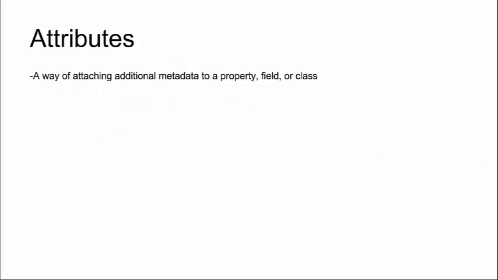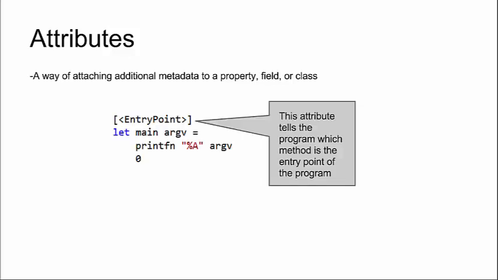Attributes are a way of attaching additional metadata to a property, field, or class. So what that means is that we can define specialized classes, and we can use these classes as tags to say this method, this field, this class has this certain information attached to it. I'll give you an example here using F# from earlier in the semester. Remember this little weird thing here we had to put on our main functions? That was an attribute that said to the interpreter, this is the starting point of the program.